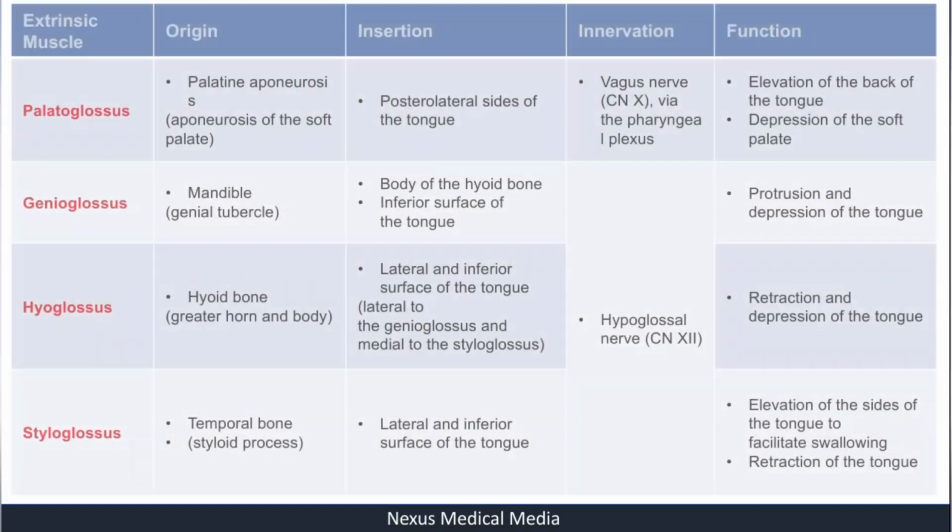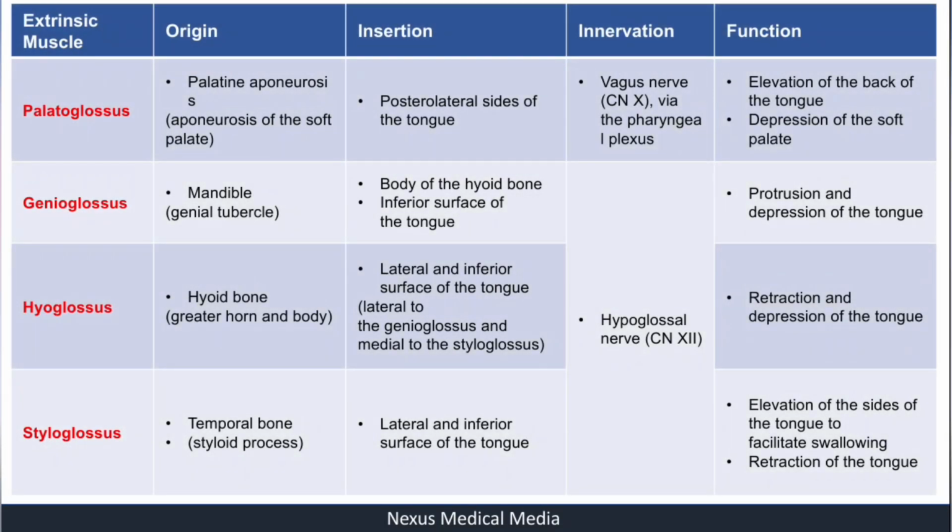Let's go through different features, meaning origin, insertion, innervation, and function. Starting with the palatoglossus. The origin is the palatine aponeurosis. That's the aponeurosis of the soft palate. That's the origin of the palatoglossus. Insertion is the posterolateral sides of the tongue.